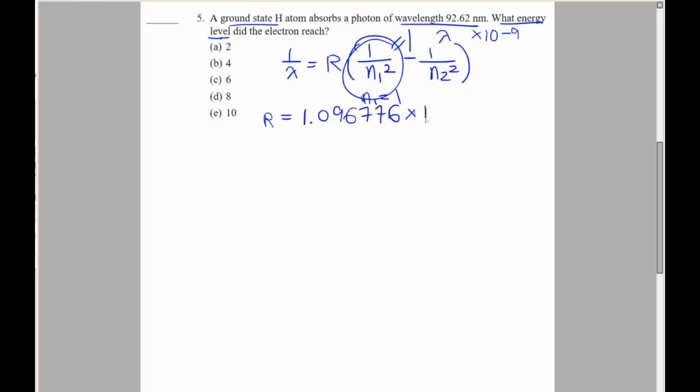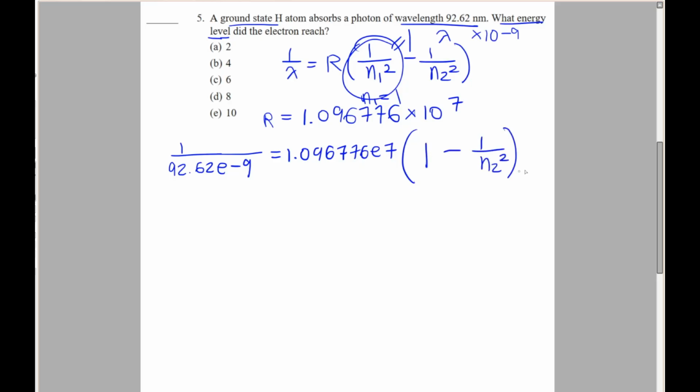And the Rydberg constant, R, is equal to 1.096776 times 10 to the 7 in SI units. I don't particularly remember what the exact SI units are, but they're on the equation sheet. But just as long as you convert everything else to SI units, you should be fine. So we can plug all of this into this equation. So you get 1 over 92.62 times 10 to the negative 9 is equal to the Rydberg constant times 1 over 1, or just 1, minus 1 over n2 squared.